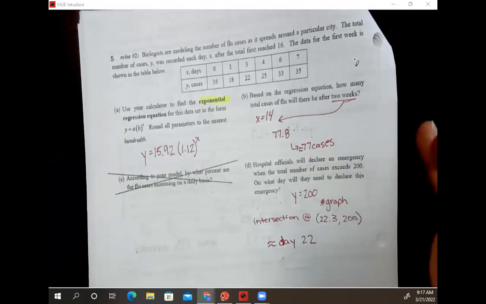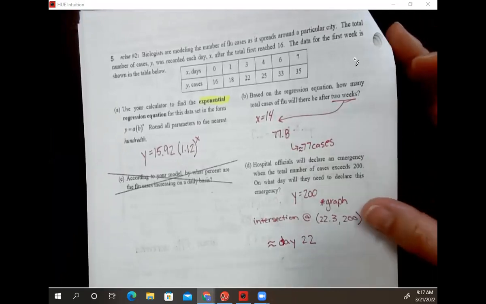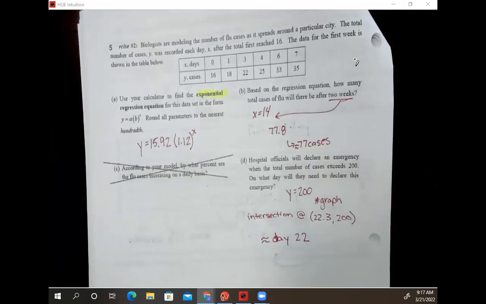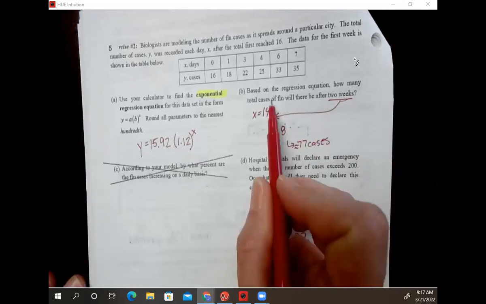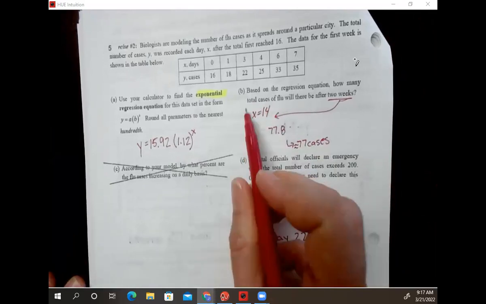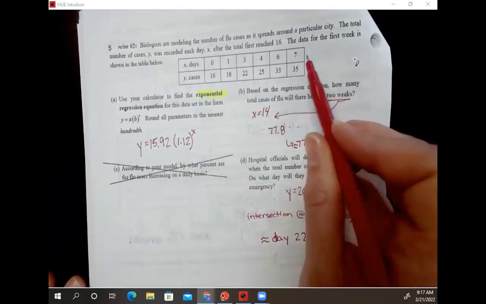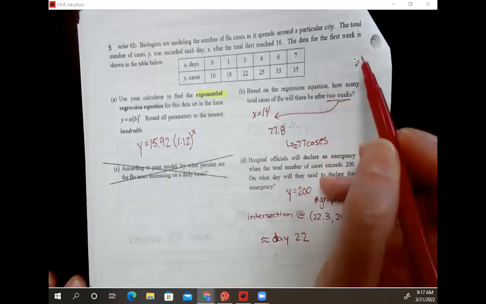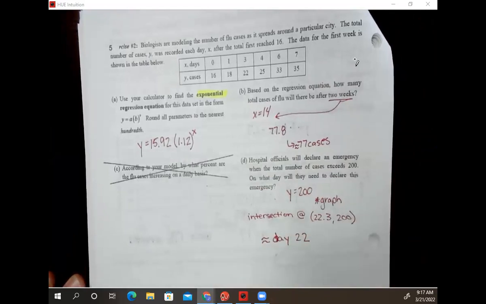Questions for me for our first example on page 40? Okay. This would be extrapolation here because this is beyond the scope of my data. This would also be extrapolation because again, this is beyond the scope of my data.